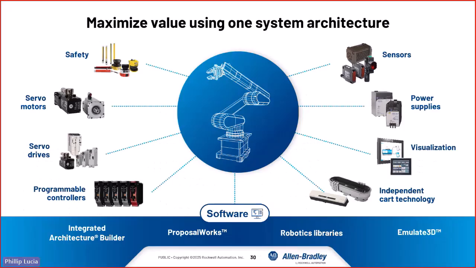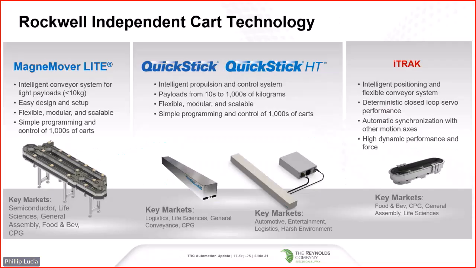Okay, now looking beyond drives and actuators, Rockwell Premier Integration is the system architecture that brings together traditional rotary and linear servo systems with other components as diverse as robot arms and independent cart conveyors. Develop machines using the same architecture for mechatronics as your safety and sensors, visualization, and other software and hardware product extensions. This brings me to the independent cart technology products.